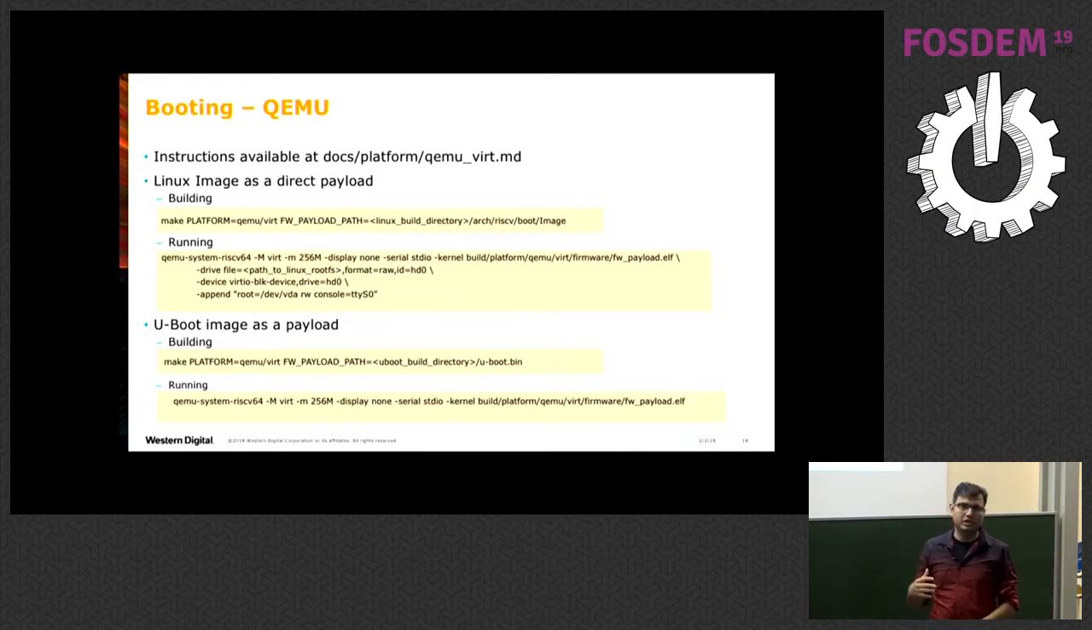If you are using U-Boot to load it, it's the same thing: make platform QEMU virt, then you give the payload path as the U-Boot binary, uboot.bin, and then to run it you just run QEMU here. Notice that there is no rootfs required because we are using U-Boot. It will boot into U-Boot, and then you follow the standard U-Boot model to load your kernel image.